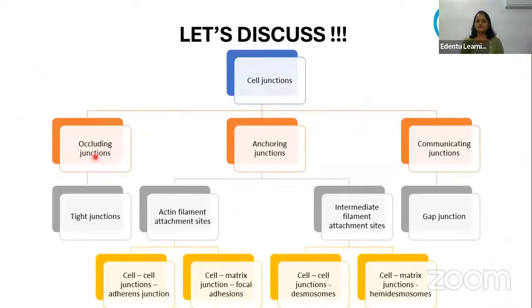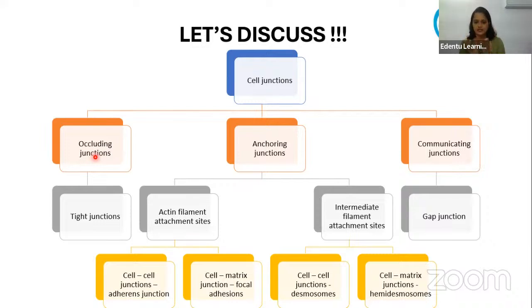hemidesmosomes. If you look at cell junctions, there are two cells, and there is a junction between the two cells. These junctions are mainly for anchoring purposes, and they are also for communication purposes. These junctions can be divided into three types: the occluding junctions, anchoring junctions, and the communicating junctions. In the occluding junctions, it will be tight junctions. There will be no communication between the two cells. They are called occluding junctions.